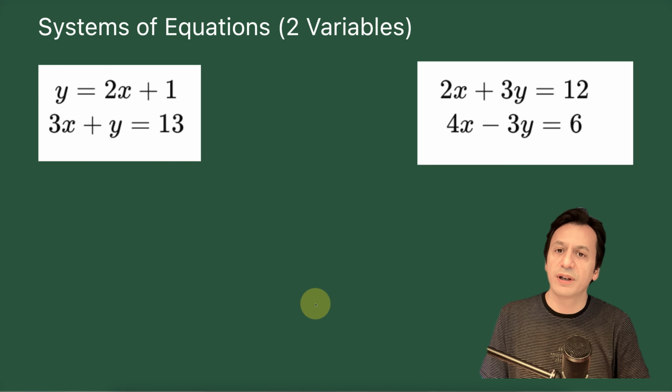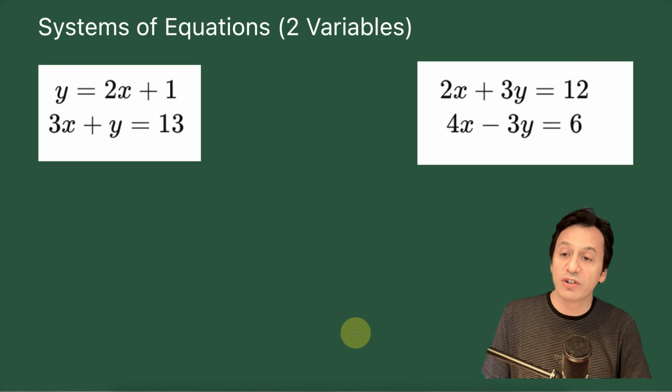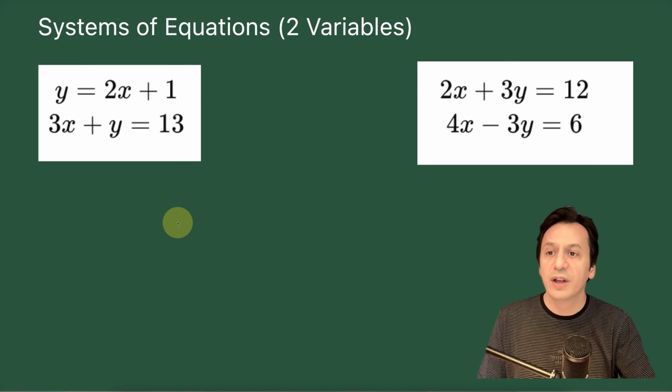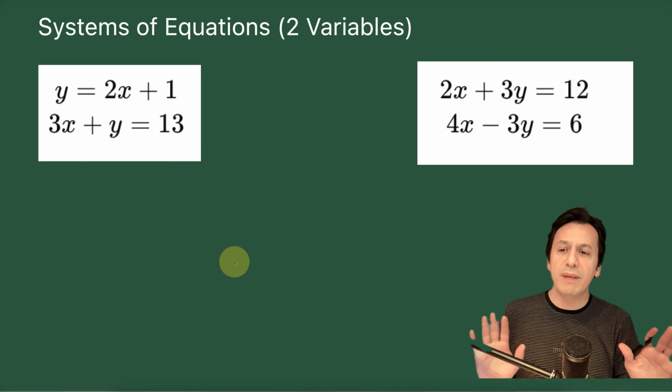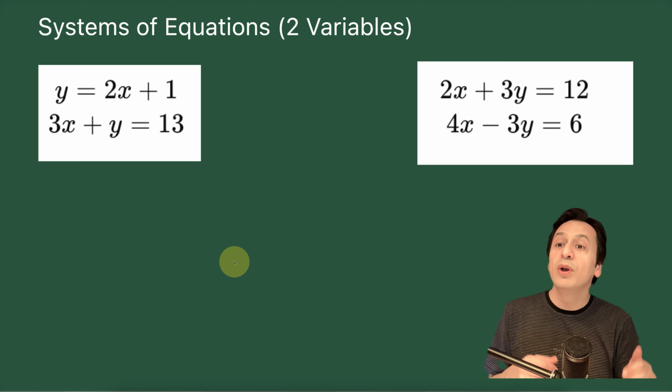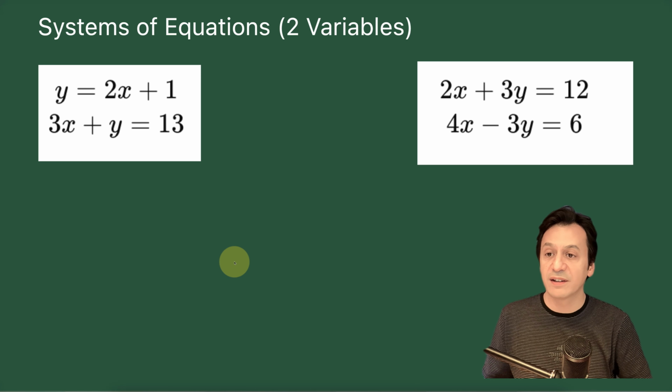Let's move to the next one now. Systems of equations. Now we have two variables. You must be very careful with them, and you may choose different methods, and you should know when to pick which method.